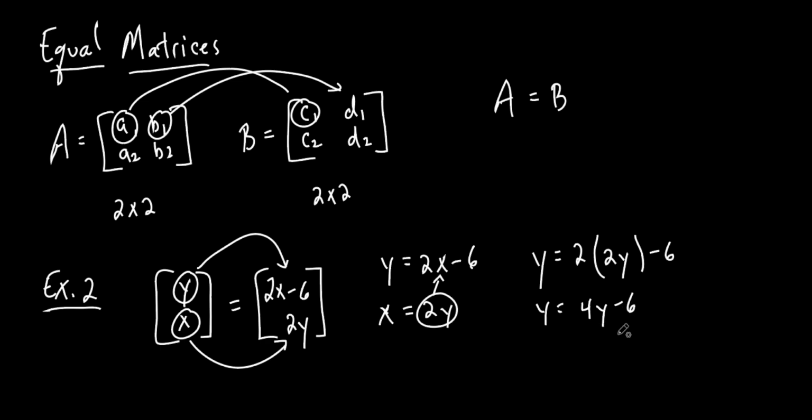Let's do this. Subtract a y from both sides, that's a 3y. Add a 6 to both sides, that equals 6. Divide by 3, y is 2. Plug it back in for the y right here. So x is 2 times 2, which is 4. And there you go. There's your x, and there's your y.